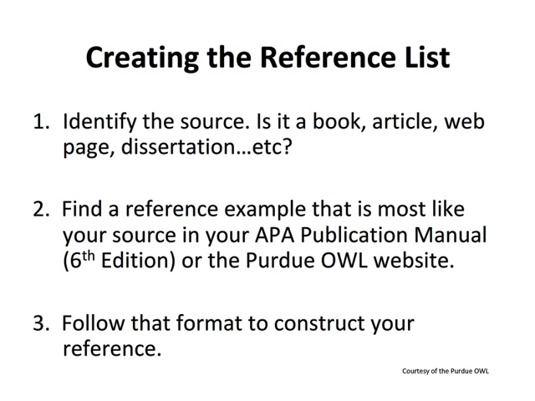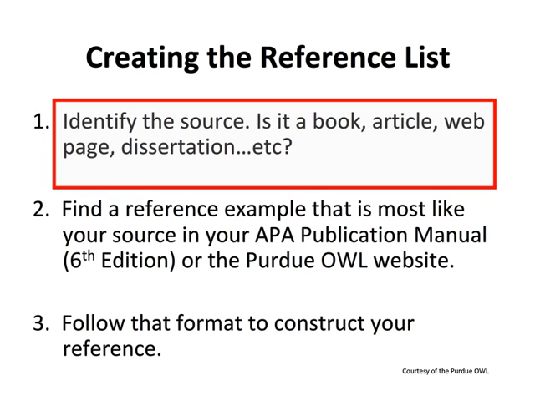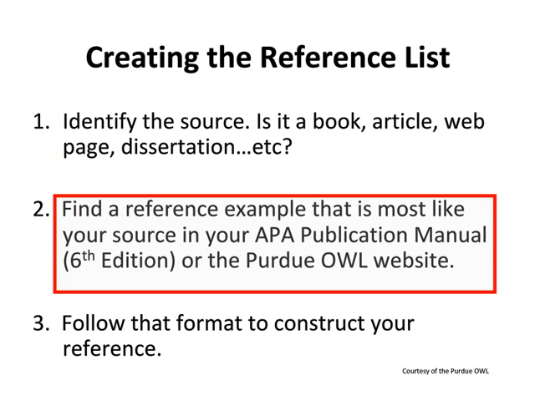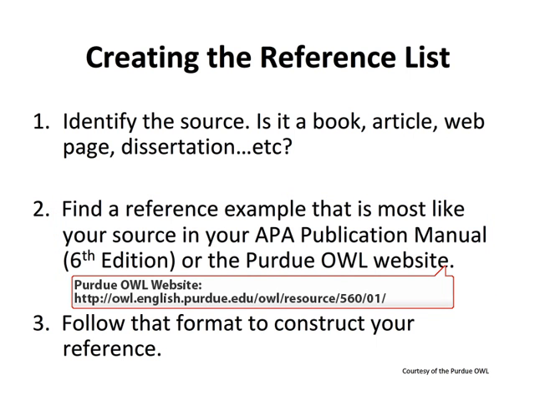When creating the reference list, follow this procedure. The first thing that you want to do is to identify the source. Is it a book, article, web page, dissertation, or another type of source? Once you identify the source of material, you will want to find a reference example that is most like your source in the APA 6th edition manual or the Purdue OWL website. Below is the URL to the Purdue OWL website.